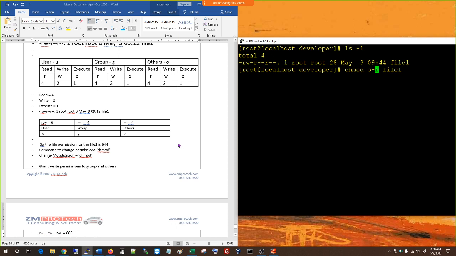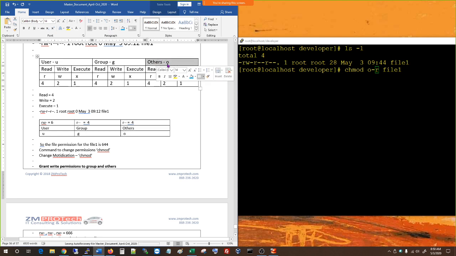Can you see? O stands for others. But it's in the wrong order. So which is, I think, O. O is this octet. Okay.